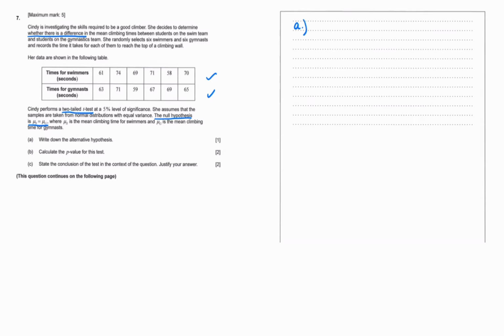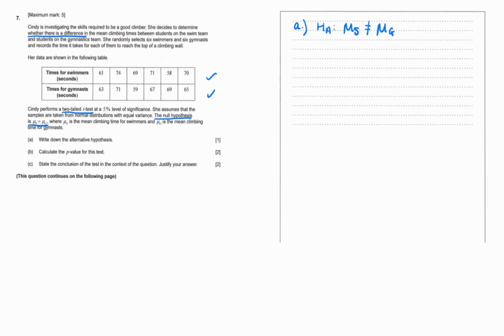The alternate hypothesis was told to us right at the start of the question, where we're trying to see whether or not there is a difference, and therefore the alternate hypothesis is that the mean of the swimming is not equal to the mean of the gymnastics. So the mean of swimming is not equal to the mean of gymnastics.